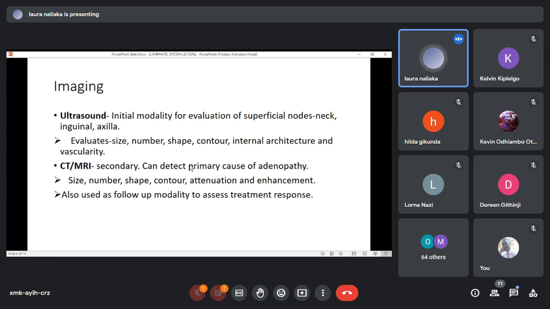So you'll be able to pick the number of nodes or the size of the nodes. Then as the patient gets treatment, the patient is sent back again. You'll be able to check for response by the size, either decrease, or the number which have decreased or increased.